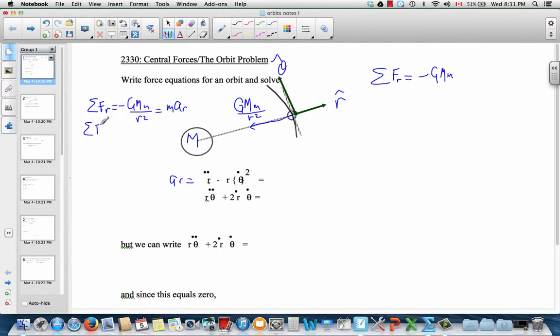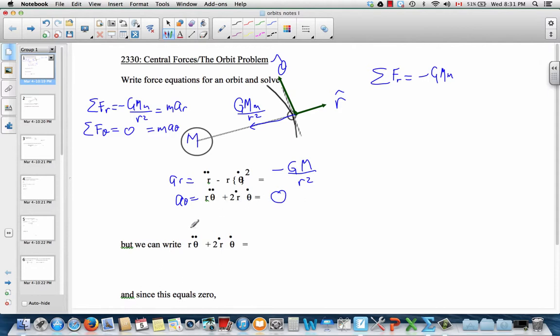And then the sum of the theta forces, well, there are no theta forces, so that equals the mass times the theta acceleration. And this expression here is the theta acceleration. So that's got to be 0, and the radial acceleration, if you cancel off little m, is negative G big M over r squared. So let's focus in on this theta acceleration.